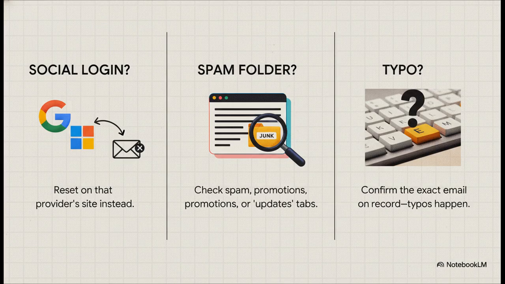All right, there are usually 3 main culprits here. First, and this is the big one, did you sign up with Google or Microsoft? Because if you did, remember, you're not getting a reset email from OpenAI. You've got to go to Google. Second, have you checked your spam or promotions folder? Sometimes these emails get a little lost. Give all your folders a good search. And finally, the classic, a simple typo in your email address. Hey, it happens to the best of us. Just double check the spelling and give it another shot.